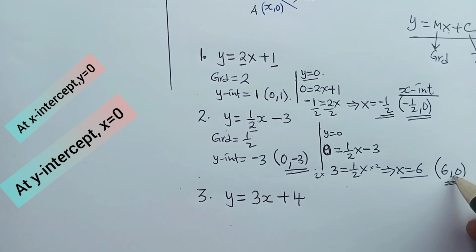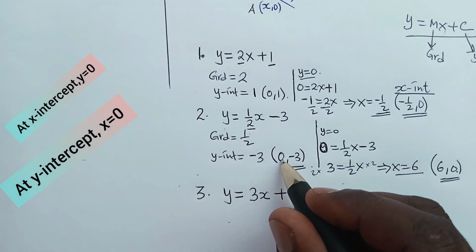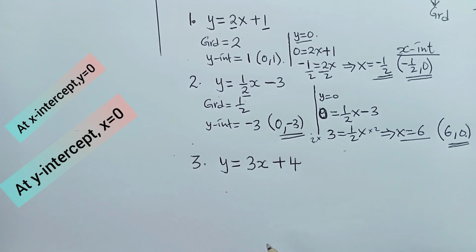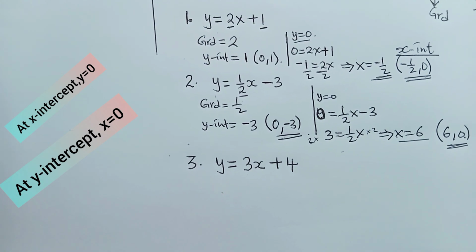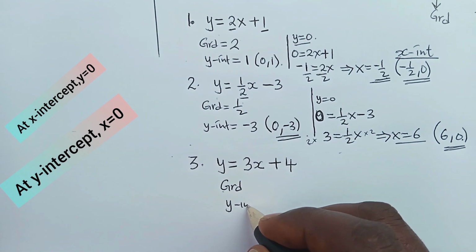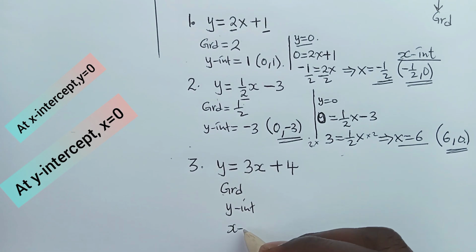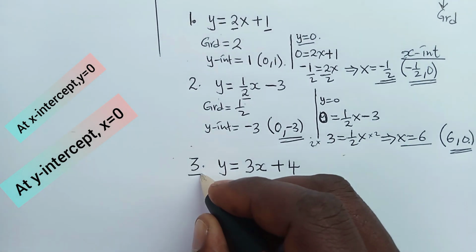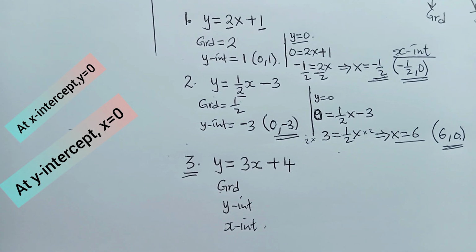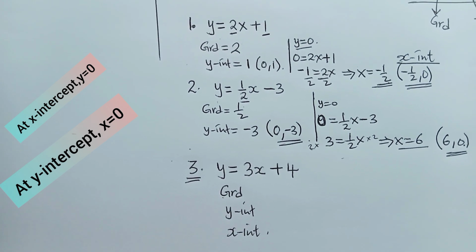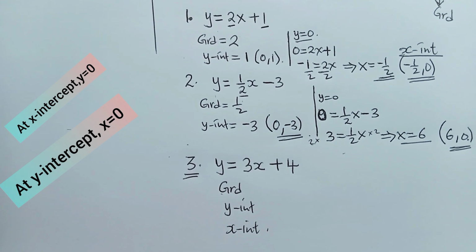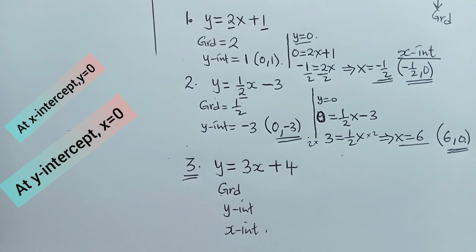Right? So 6, 0. Y is 0 at that point, x is 0 at the y-intercept. Question number 3 is also in the general form y equals mx plus c. I want you to find the gradient of that straight line, find the y-intercept and the x-intercept for this equation of number 3, y equal to 3x plus 4. So look at the equation, read the gradient directly, read the y-intercept directly, set y equal to 0 to find the x-intercept, and leave your answer in the comment section below.